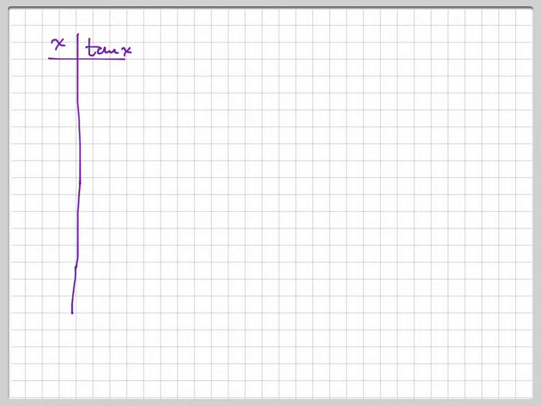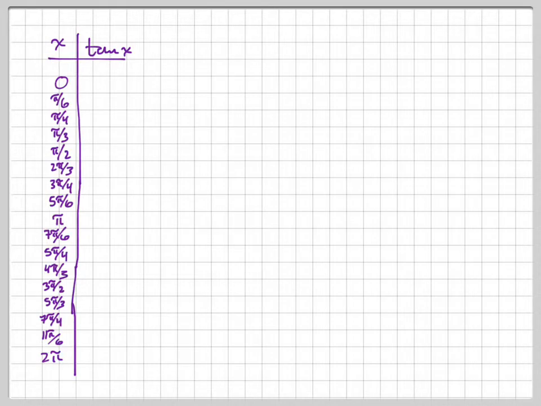So in creating this table for tangent, I'll give you the x values. Make sure you guys are in radians. And the purpose of this is I want you guys to get a general idea of what tangent looks like, what its shape looks like. So let me give you all the x values. So there's all of them.